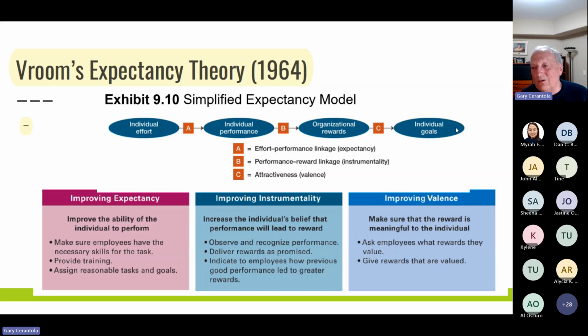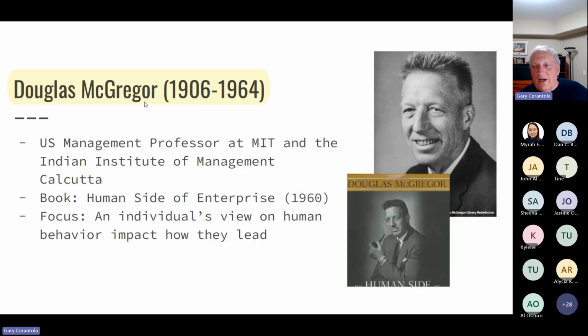And then you get down to individual goals that align with the organization and make them feel through the self-actualization, achieving something great for the organization as an individual. So that's where that is. And then we talk about McGregor, right?